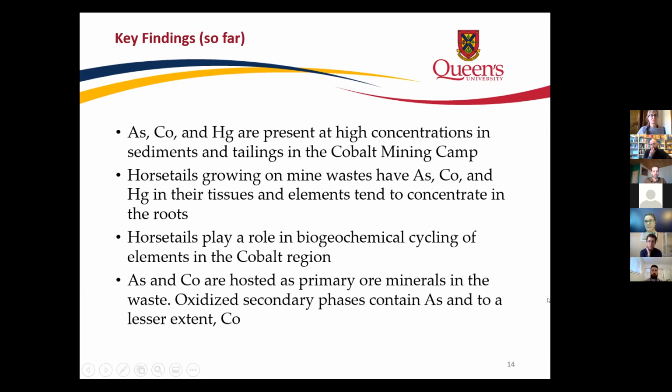Christine, did you want to jump in? Just a quick question. Very good presentation, Melissa. Are there other plants that can grow on these tailings, or is the one you studied the most widely spread, or is there something else that can grow on that?